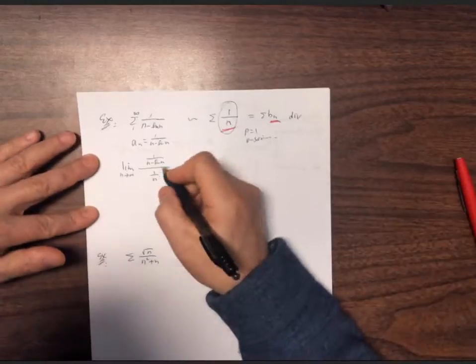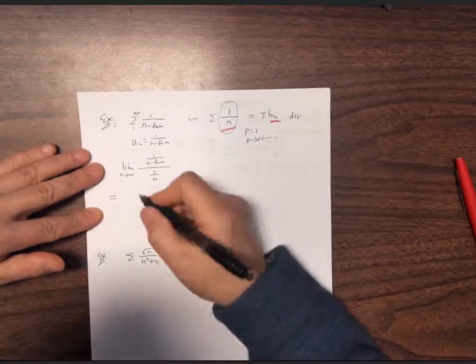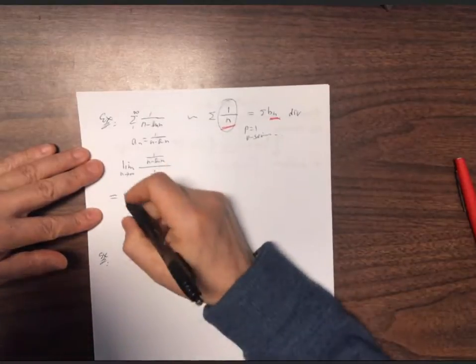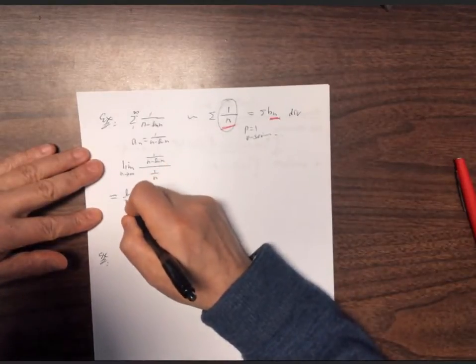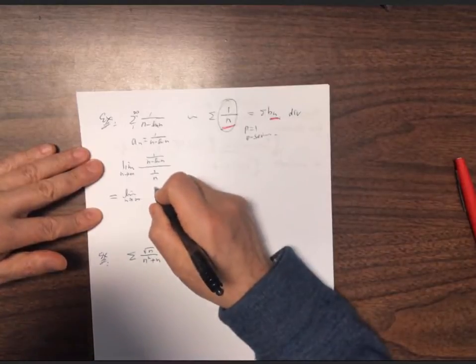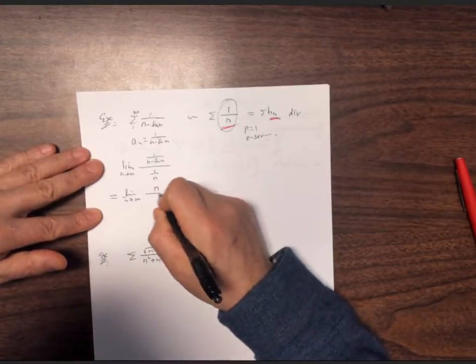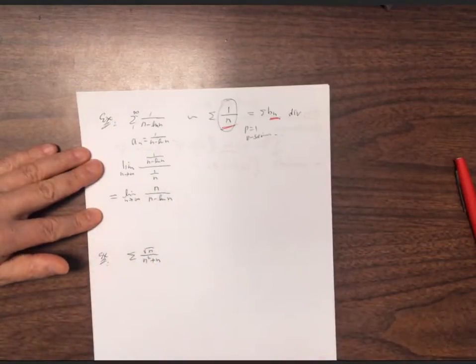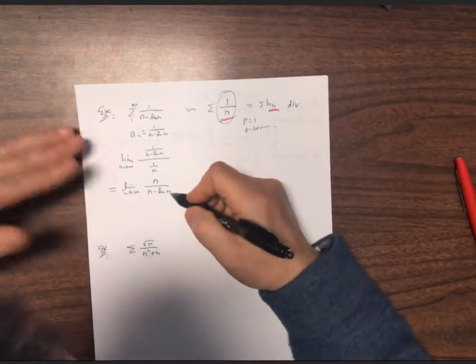So evaluate the limit here. First of all, simplify. We flip the bottom, and it becomes n on the top. Simple algebra. Now evaluate the limit.